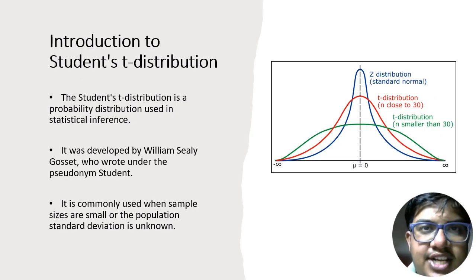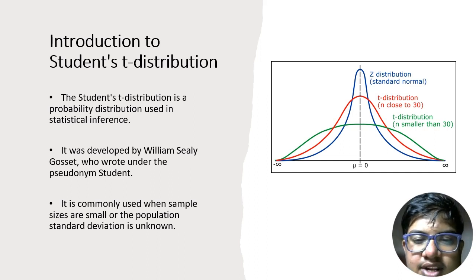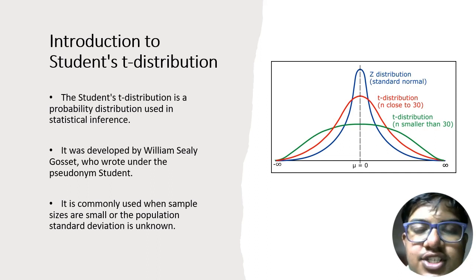The Student's t distribution is a probability distribution used in statistical inference. It was developed by William Sealy Gosset, who wrote under the pseudonym Student. It is commonly used when sample sizes are small or the population standard deviation is unknown. Here you can see a graph which will explain a little bit about the Student's t distribution. Let's move on.